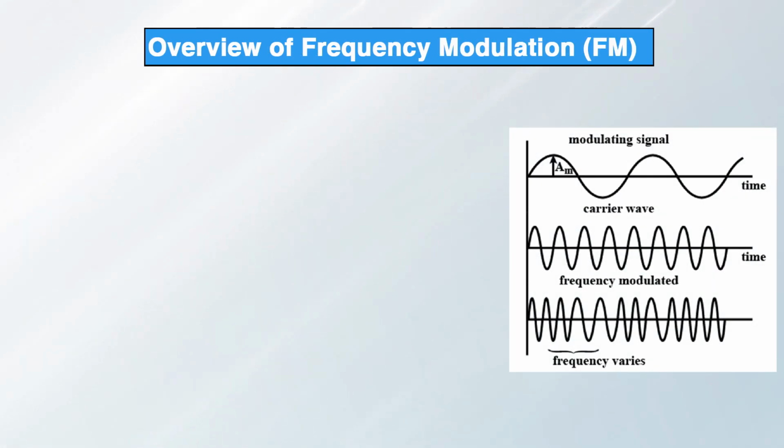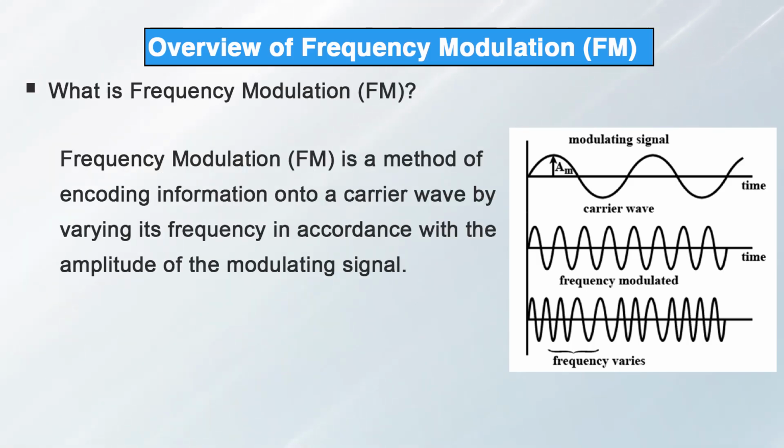Let's begin with the overview of frequency modulation, FM. What is frequency modulation? Frequency modulation is a method of encoding information onto a carrier wave by varying its frequency in accordance with the amplitude of the modulating signal. Unlike amplitude modulation, AM, which varies the amplitude of the carrier wave, FM changes the frequency.